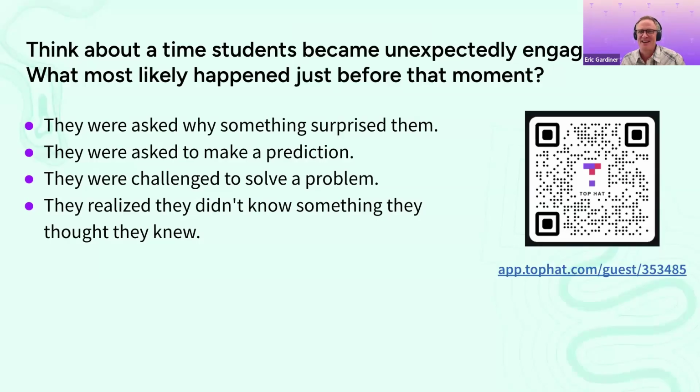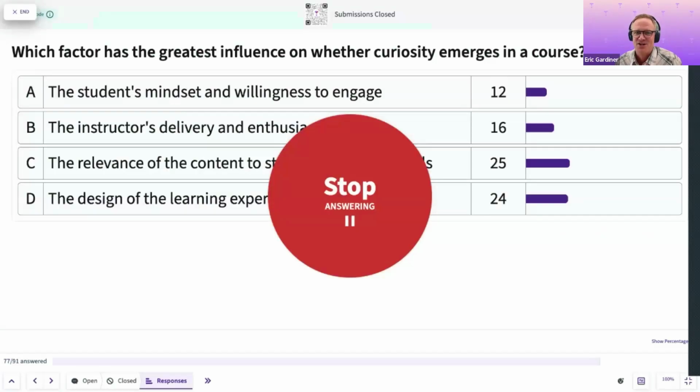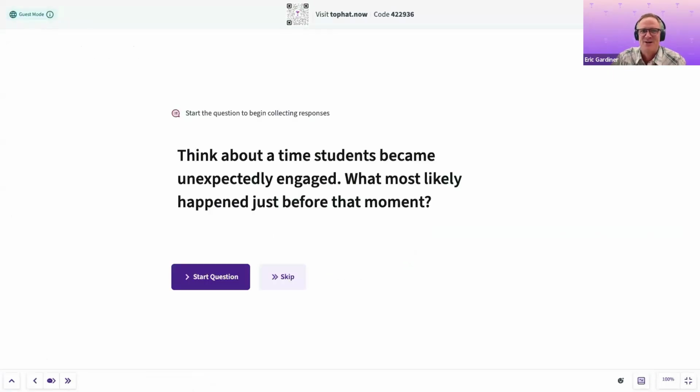I love that, Todd. I think that's a really nice distinction and a really helpful insight. So here's our next question. So folks, hopefully you're able to scan that QR code because we've got this next question.